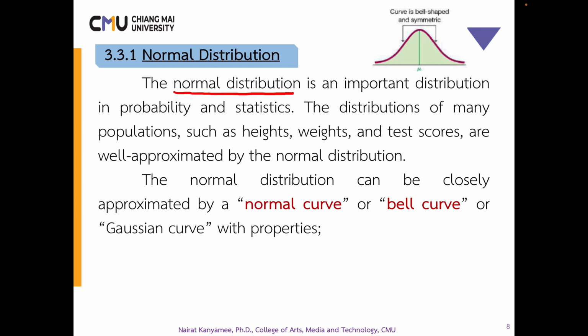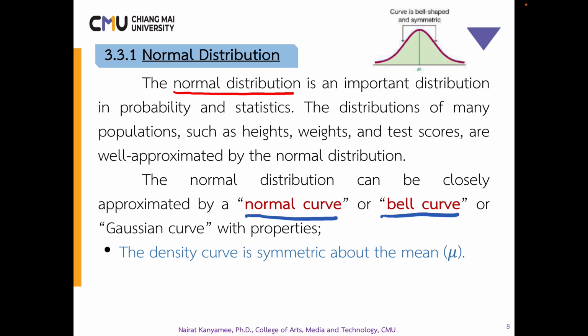And normal distribution can be closely approximated by the normal curve, or we call it the bell curve. In some other books they might talk about the Gaussian curve. They are the same thing, a bell-shaped curve like that.